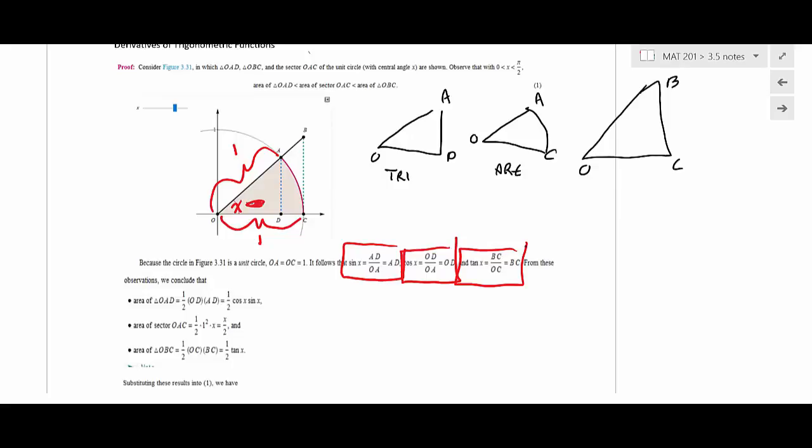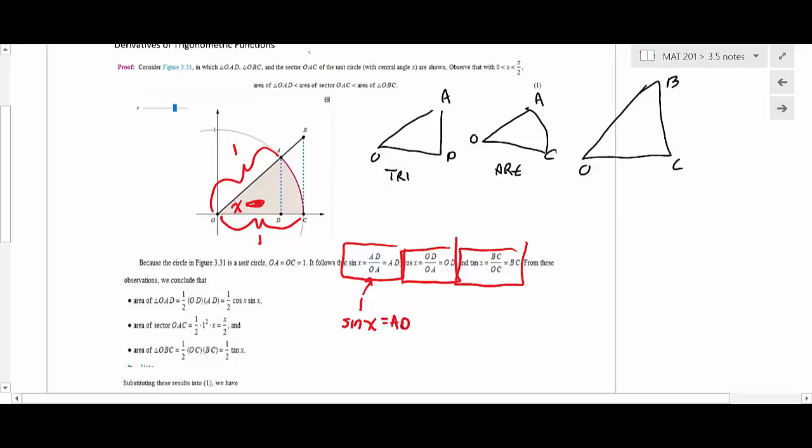That's 1, right? Okay, this is the unit circle. So the sine is opposite over hypotenuse. However, OA is 1. So what you get on this is you get this result right here. Since that's equal to 1, we would conclude that sine x is just equal to AD.